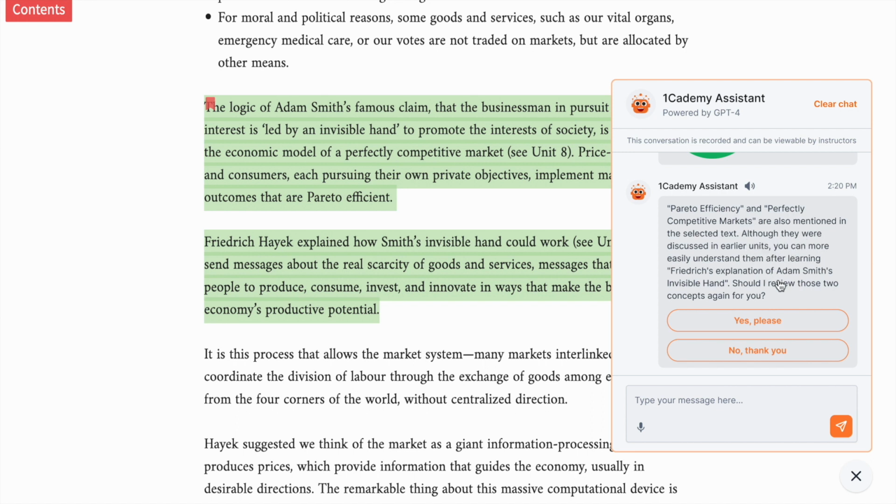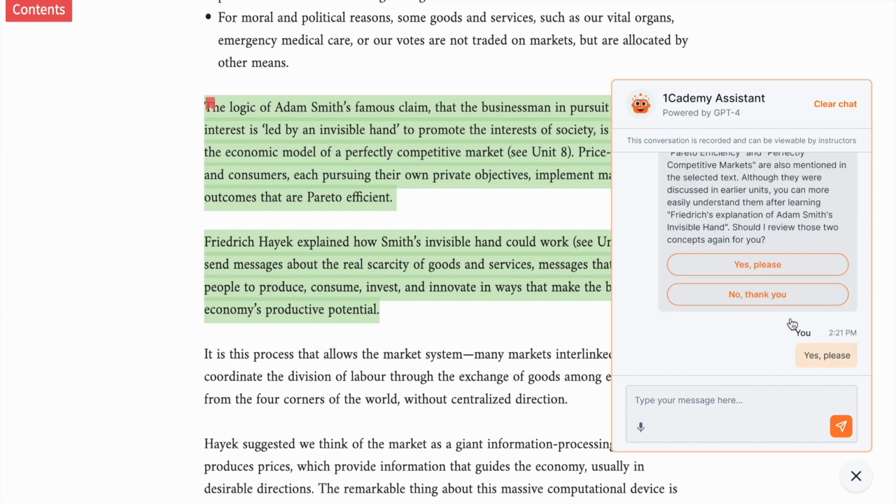In this case, Pareto efficiency and perfectly competitive markets. The assistant identifies that they are easier to understand now that the user has learned about the invisible hand in Adam Smith's Wealth of Nations and Friedrich Hayek's explanation of the invisible hand. It asks if the user would like to learn more about these concepts. The user selects to learn more about Pareto efficiency and perfectly competitive markets.